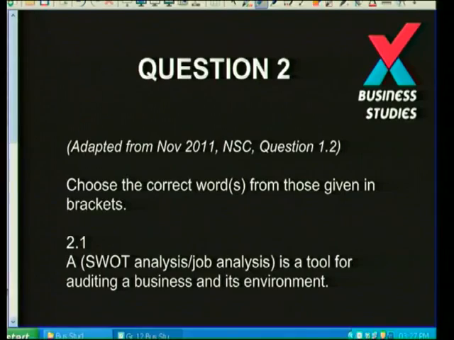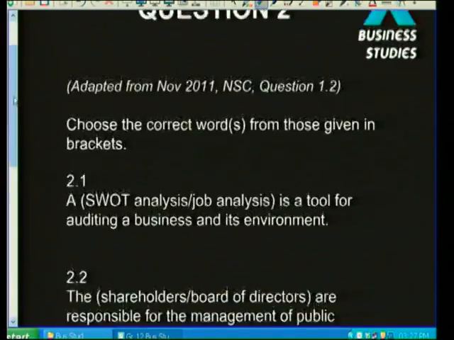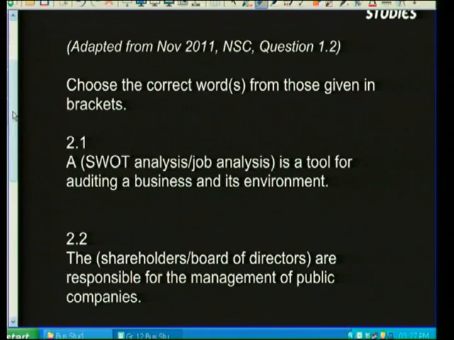We are now going to look at question 2. So now we're going to look at the next one. Choose the correct word or words from those given in brackets. As you can see with these 5, you are going to be given 2 words. And you must choose the correct one, the word that would actually make the sentence correct.